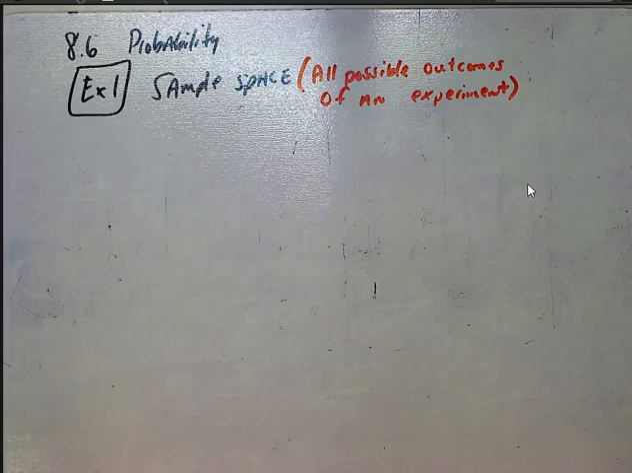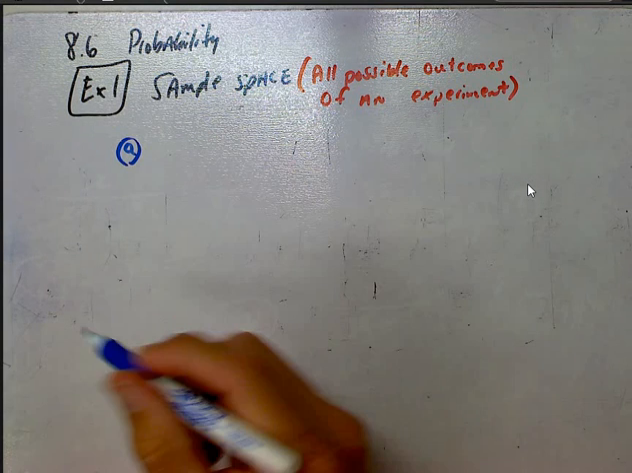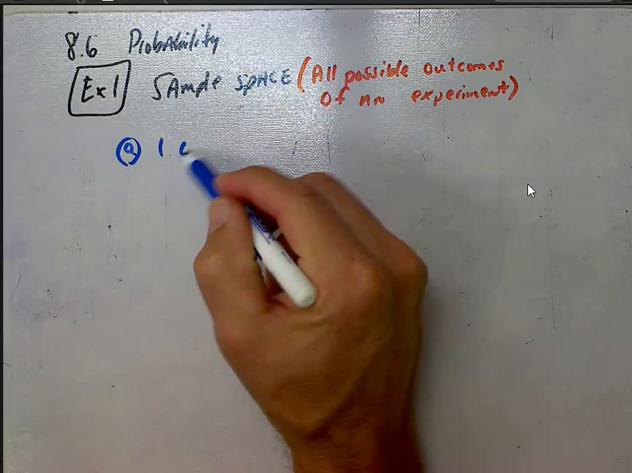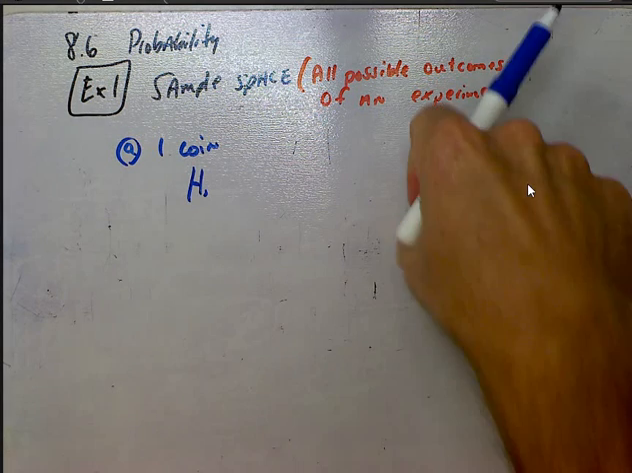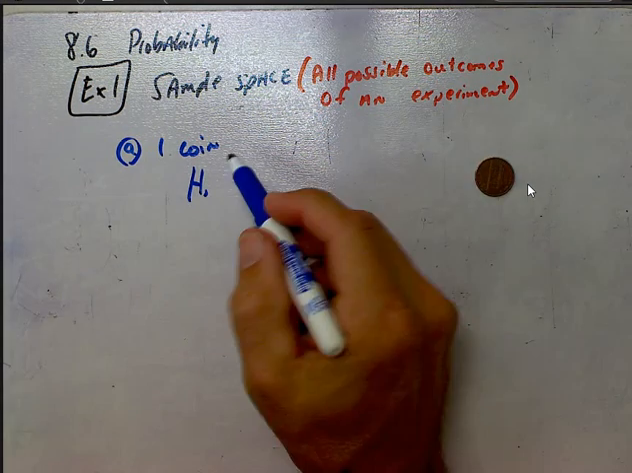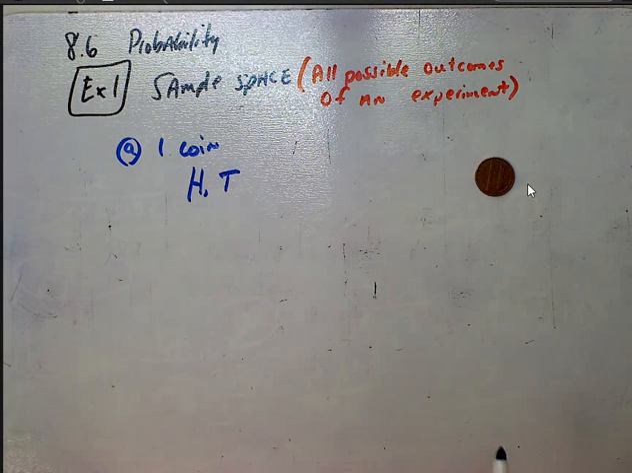We're in 8.6. Example 1 talks about sample space. And the sample space is all the possible outcomes of an event or an experiment. For A, we're going to try to find the sample space if you tossed one coin. If you toss one coin, obviously you can get a head, or you can get a tail. So there's two possible outcomes. One is heads, one is tails.